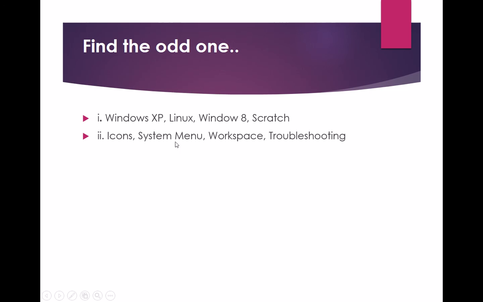Icons, system menu, workspace and troubleshooting. Which one is odd out of this? Yes, troubleshooting, because all others are the components of desktop. Icons, system menu and workspace. Files, plugs, folders and icons. So which one is out of this? Plug, because files, folders and icons are visible on desktop.